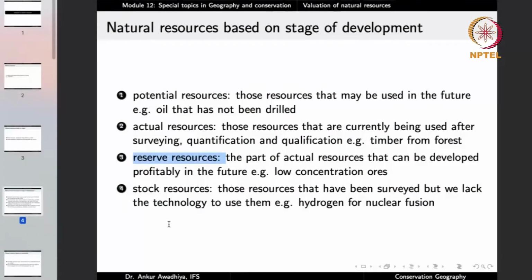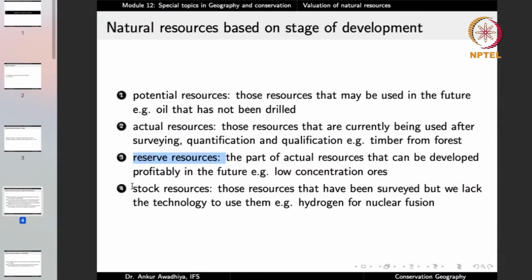But probably later on, with advancements in technologies, we will come to a stage where it becomes profitable to extract these metals from the low concentration ores. So in this case, these are known as reserve resources, because these low concentration ores are also a part of the ore seam, and they are currently being removed and not being used, but maybe sometime in future we will start to exploit them.